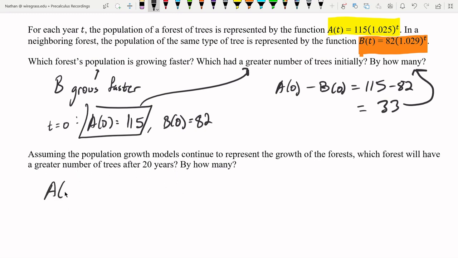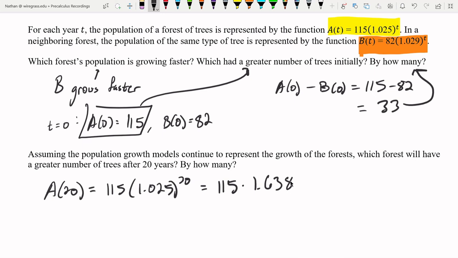So we're going to do A of 20, which is going to be 115 times 1.025 to the power of 20. Let's do that in the calculator, 1.025 to the power of 20. 1.6386 approximately. So I'm getting about 188 trees. Now B of 20.